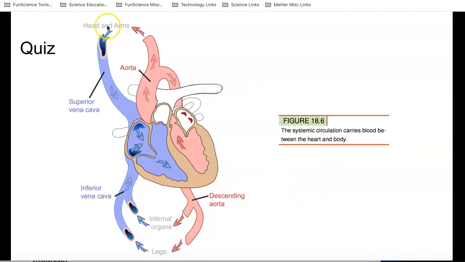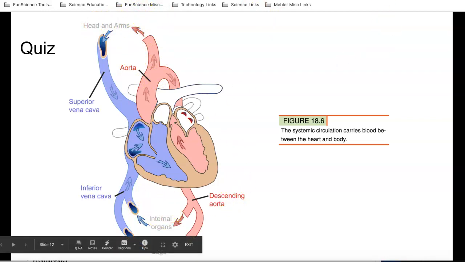Over here, we have the head and arms, bringing oxygen-depleted blood back into this part of the heart from the superior vena cava. So for the quiz, what I'd like you to do is examine this diagram. I'd like you to memorize the parts of the heart. Remember, this is just the systemic circulation. The blood up here is going to the head and arms, the blood down here, internal organs, and to the legs.